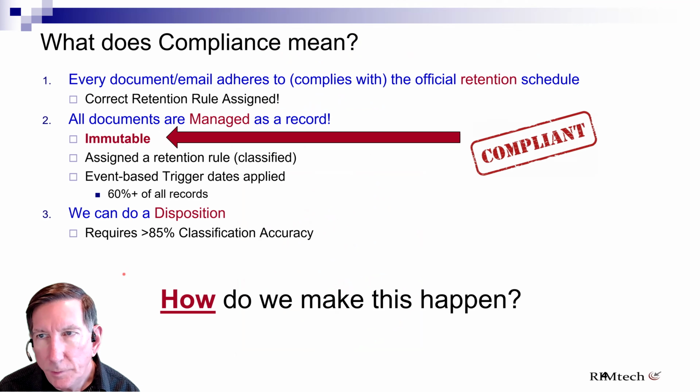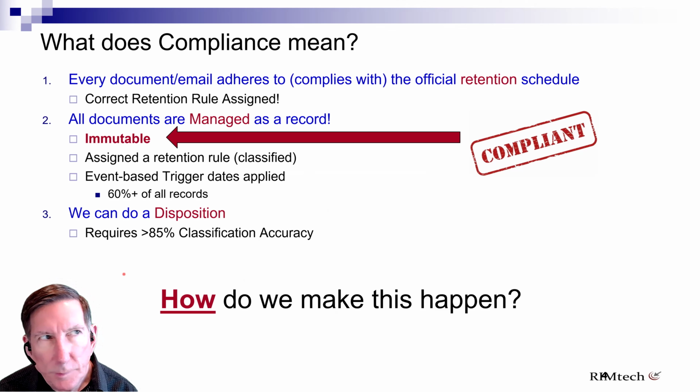Number one is that every document in SharePoint adheres to or complies with the official retention schedule. It also means that every document in SharePoint is being managed properly as a record. And that in turn means three things. Number one is the document is immutable. That's the focus of today's session. Second, it's assigned a retention rule, as we mentioned earlier.